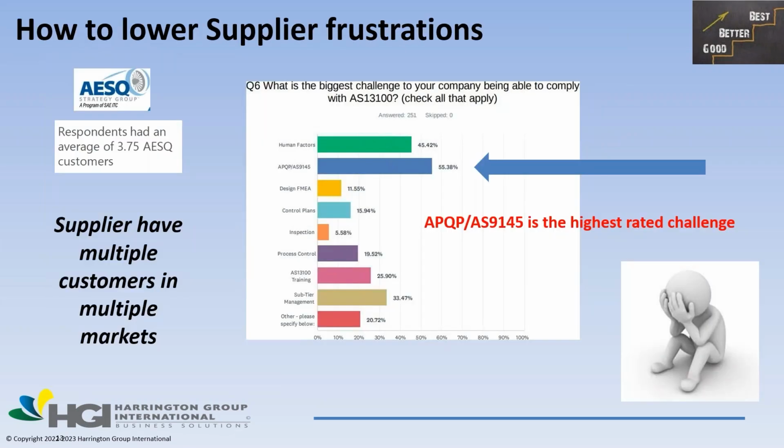So how do we lower supplier frustrations? This is just an example out of the aerospace industry. The engine group did a survey, and first of all, APQP and PPAP was the highest challenge from the aerospace supply chain. The other point they made is, oh, by the way, the suppliers work with 3.75 average engine companies. So, yeah, they're frustrated. They're not quite sure how to do it.